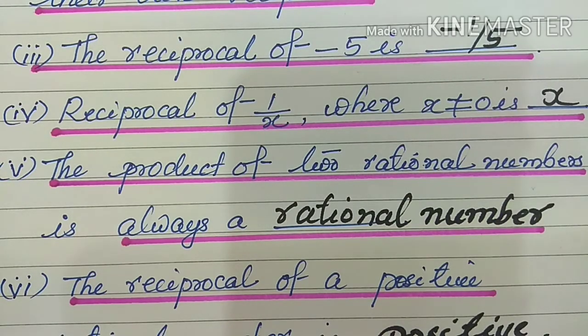Now question number 6. The reciprocal of a positive rational number is dash. The reciprocal of a positive rational number is always positive only. In the same way, the reciprocal of a negative rational number is negative. So in this case, the answer is positive.